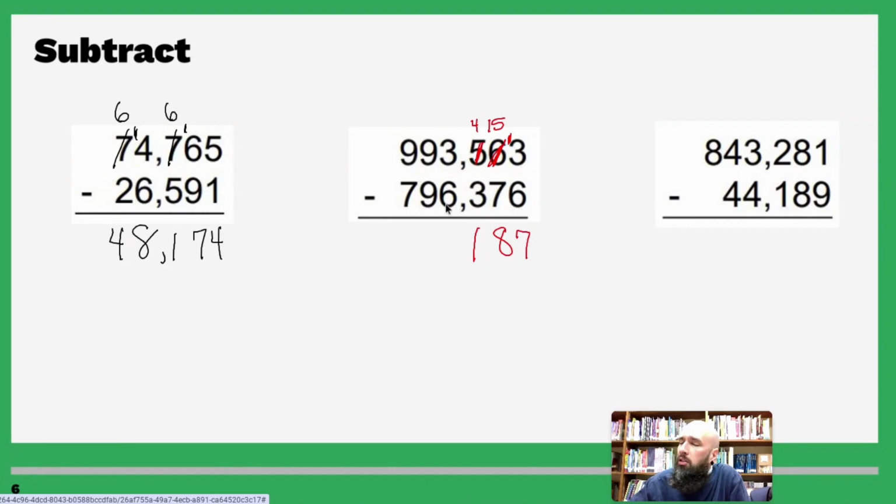3 minus 6, can't do it. Borrow 1 from 9 and make it 8. So now it's 13. 13 minus 6 is 7. 8 minus 9, can't do it. Cross out a 9, make it 8 and turn the next into 18 because we're borrowing. 18 minus 9 is 9. And then last but not least, 8 minus 7 is 1. 1, 2, 3 digits, comma, 1, 2, 3. 197,187.